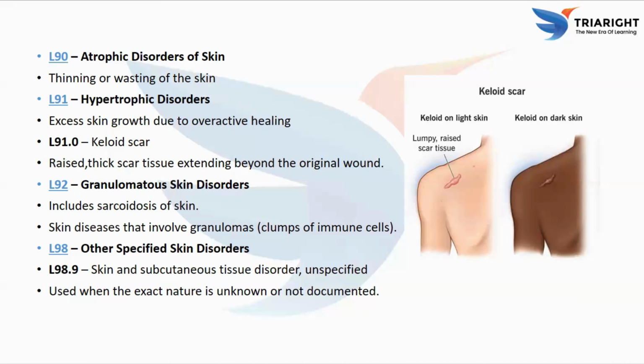So the next code L98. So L98, it's other specified skin disorders. So L98 category, this is used when there is a documented but uncommon and rare skin disorder that does not fit other categories. For example, the subcode is L98.9. What does it say? Skin and subcutaneous tissue disorder unspecified. So this is used whenever doctor mentions skin abnormality but that exact nature isn't clear or described in detail. For example, if note says only skin lesion without diagnosis, then you have to assign the code L98.9.